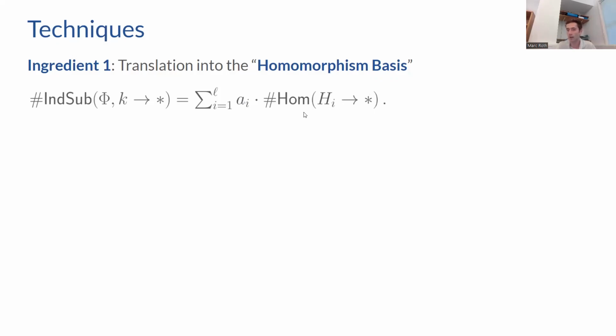I won't define what a graph homomorphism is, since we only use them in a black box manner here. But let me emphasize those coefficients a_i and the graphs H_i, they only depend on phi and k, but not on the input.